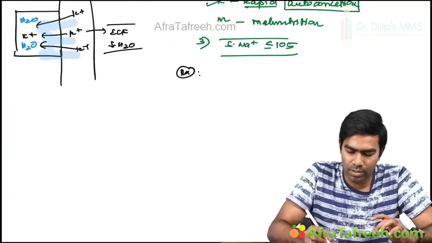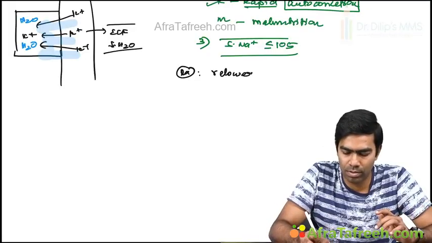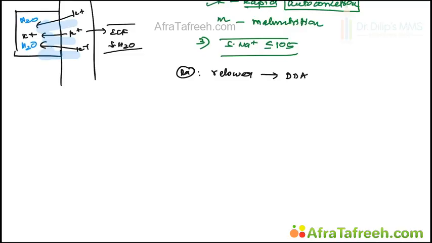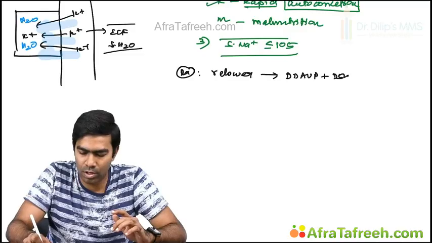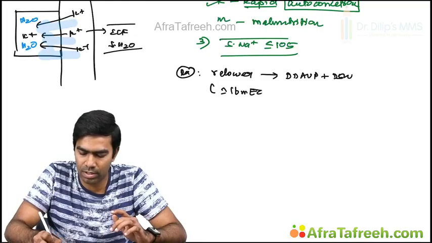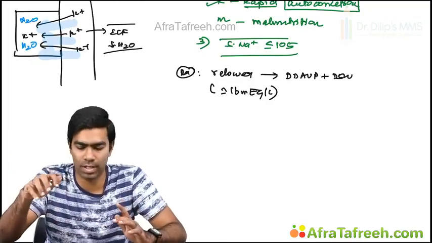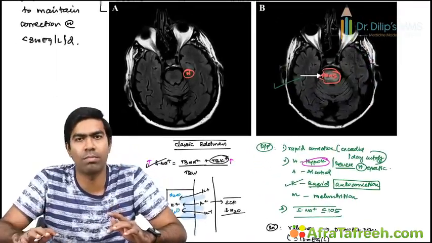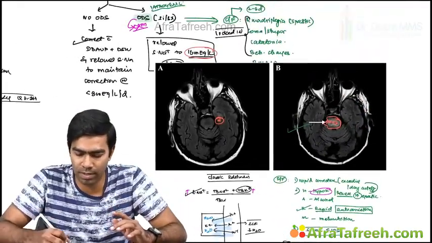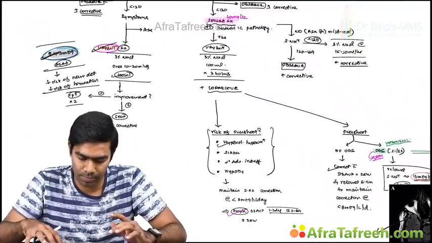So treatment-wise, for ODS, again you have to re-lower the serum sodium by giving desmopressin and dextrose 5% in water. How much do you have to re-lower? To approximately 16 milliequivalents per liter serum sodium as soon as possible. That's the idea. So this is how you remember osmotic demyelination syndrome, and this is a very, very important image that you have to know for exams. This is how you have overshot. Okay.